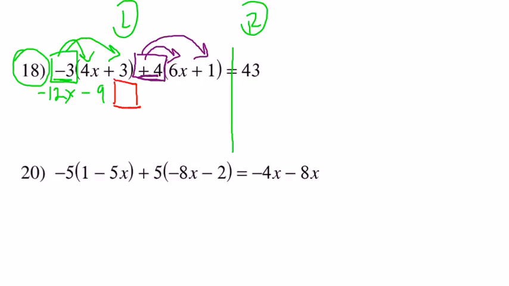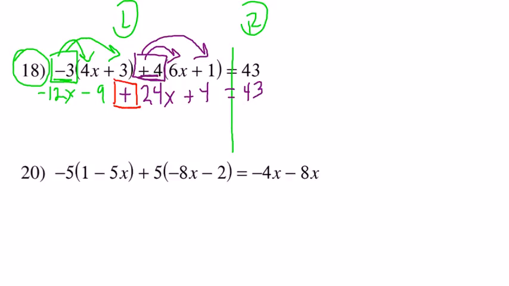Now we got lucky because positives are a lot easier to distribute than negatives. But let's just go ahead and do this anyway. So 4 times a 6x, that happens to be a 24x, and yes, it is positive. 4 times a +1, that's just 4. The right-hand side, not a lot going on right now, just 43.